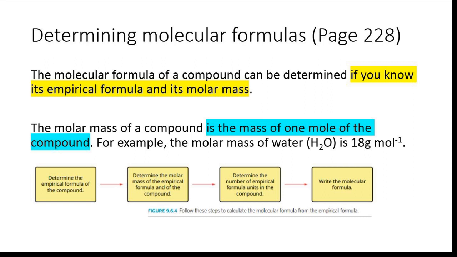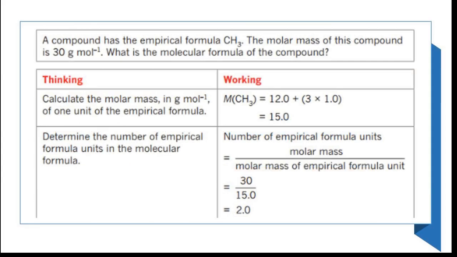So how does this work? If we look at this particular example given, this compound has an empirical formula of CH3. The molar mass of the compound is 30 grams per mole. So in this case, the molar mass of CH3 will be 12 plus 3 times 1, you get 15. So we know that the number of empirical formula units will be 2 because the molar mass of the actual formula will be 30 grams per mole, but the molar mass of the empirical formula unit is 15. So 30 divided by 15, you will get 2 at the end.